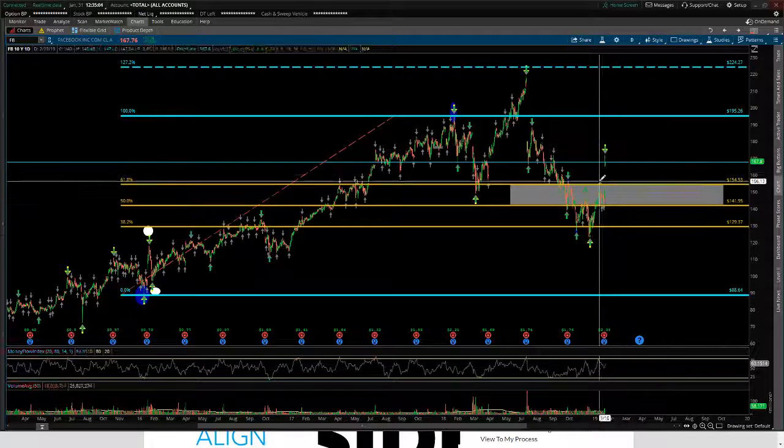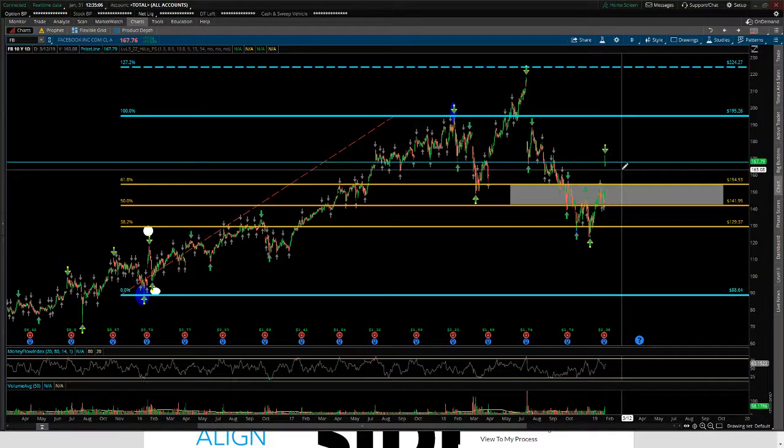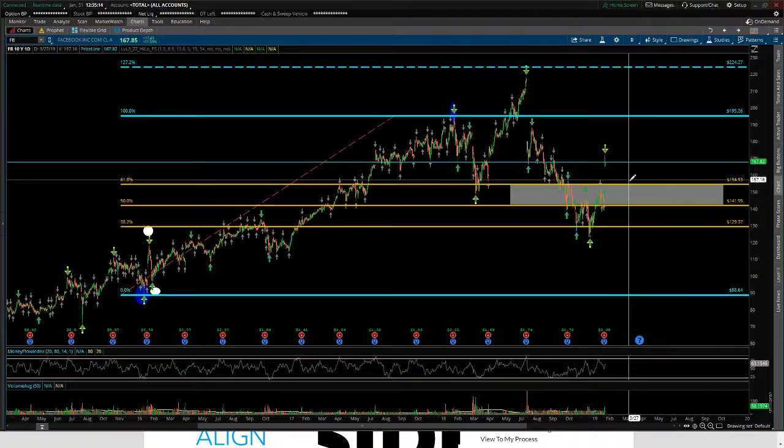And today, it shot up, huge gap right here. The thing about gaps is they get filled about 90% of the time. So definitely we'll be looking for a retracement here.